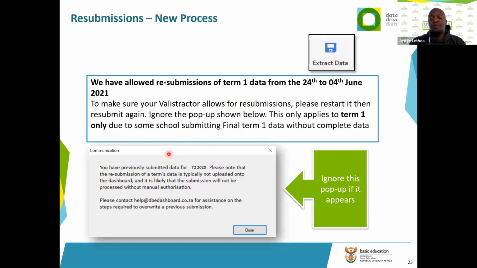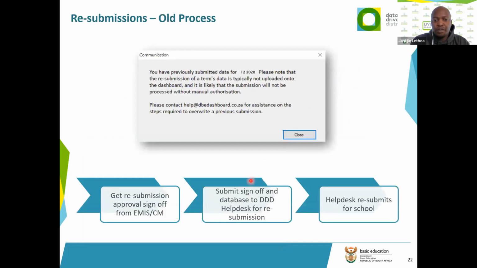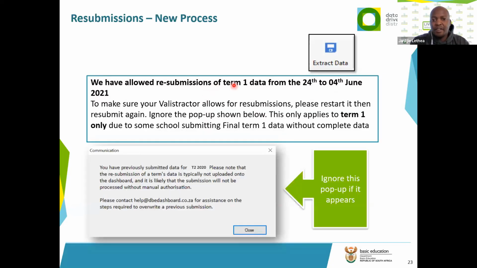So between 24 and 4 June, the schools have a grace period to submit without going through the process at the bottom here. You're still going to get this pop-up, but you can ignore it because a grace has been given between these 2 days. So you still get the pop-up, but you can just close and dismiss it and continue with your submission. And then it will still be allowed to the dashboard, but only between these 2 dates. And this applies to the schools that submitted before we closed for term 1.